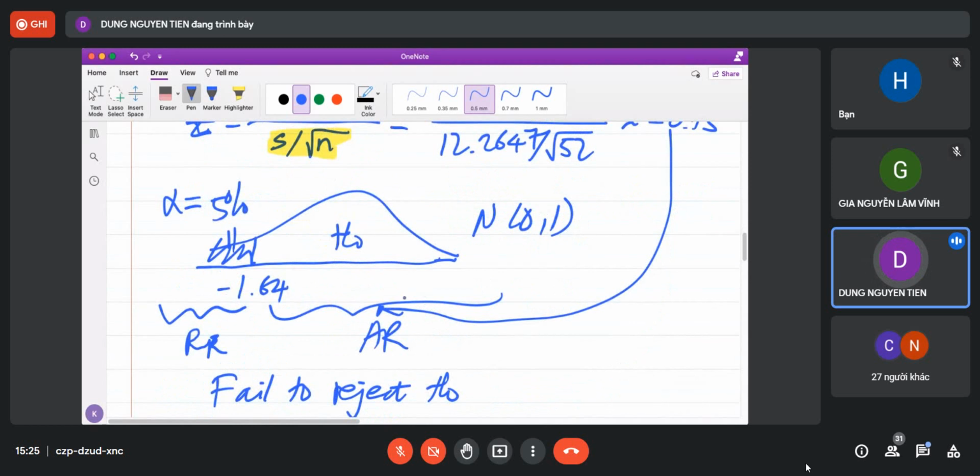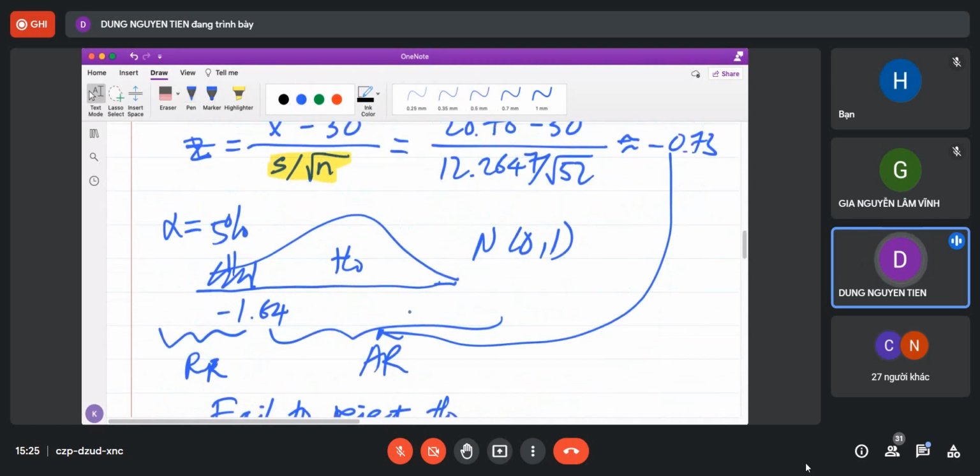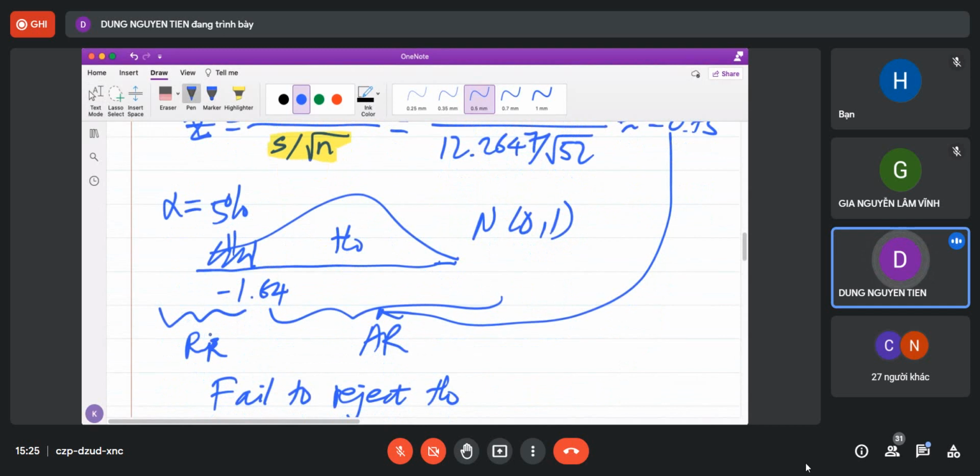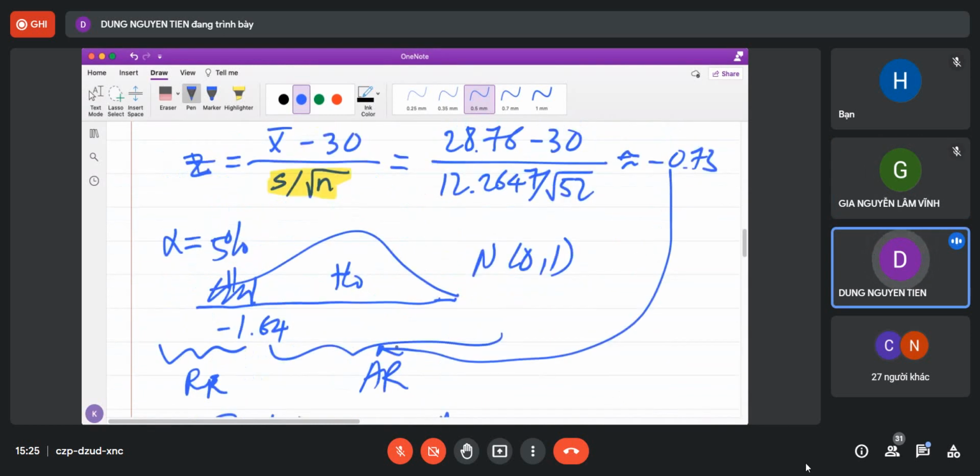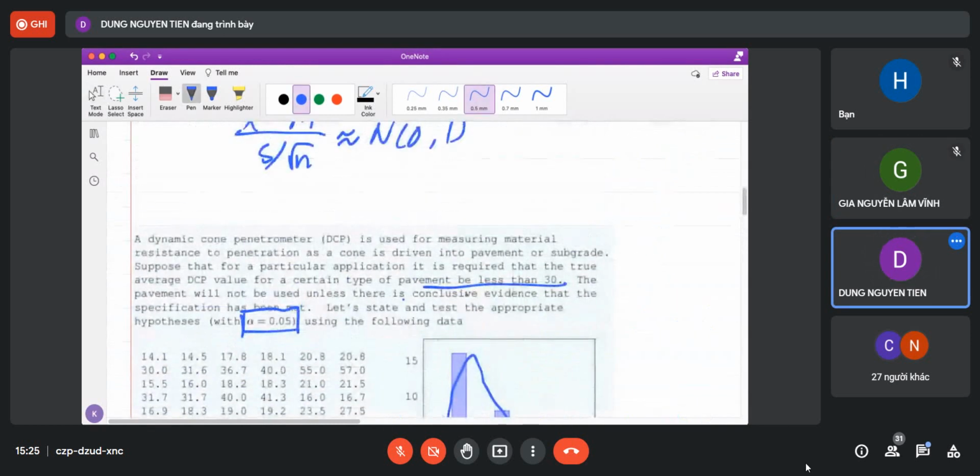This is called the acceptance region. Therefore, we fail to reject the null hypothesis. If z belongs to the rejection region, then we can reject the null hypothesis. Do you understand? Yes, sir. Okay, which means that we don't have enough evidence to conclude that the specification has been met. So the answer is no for this.